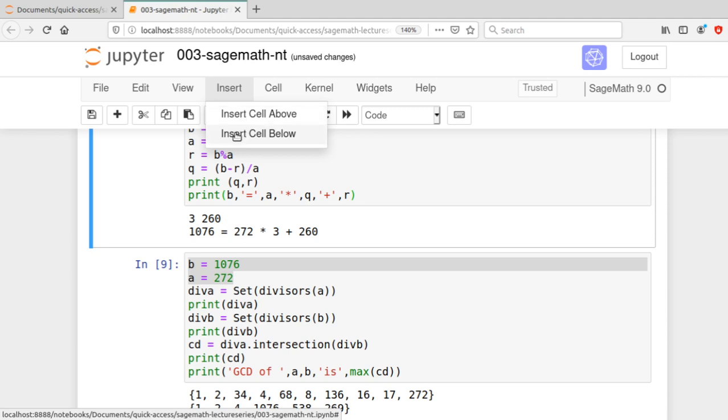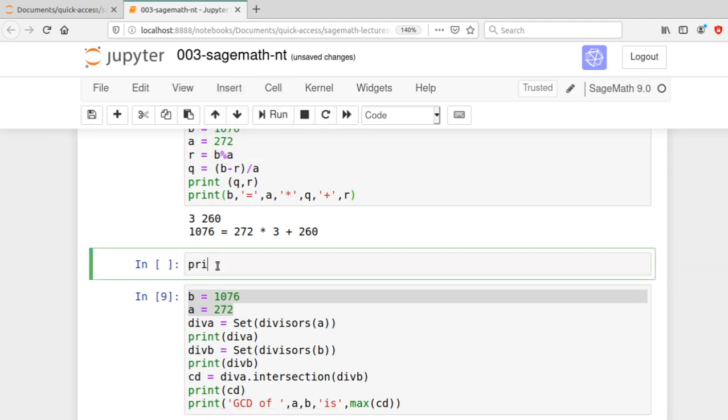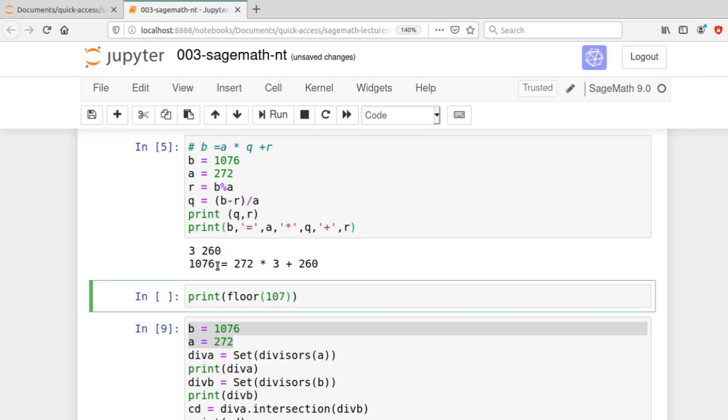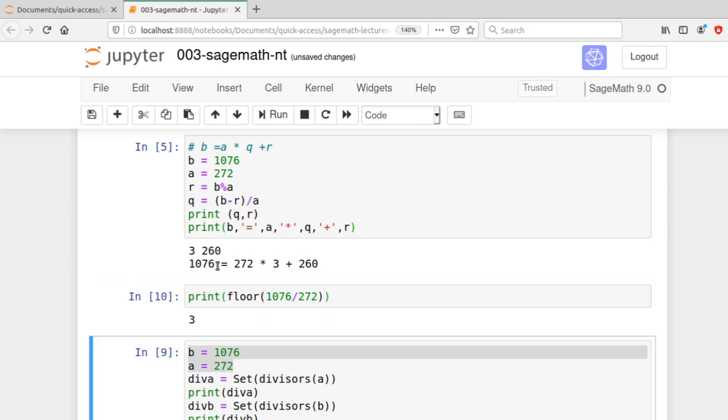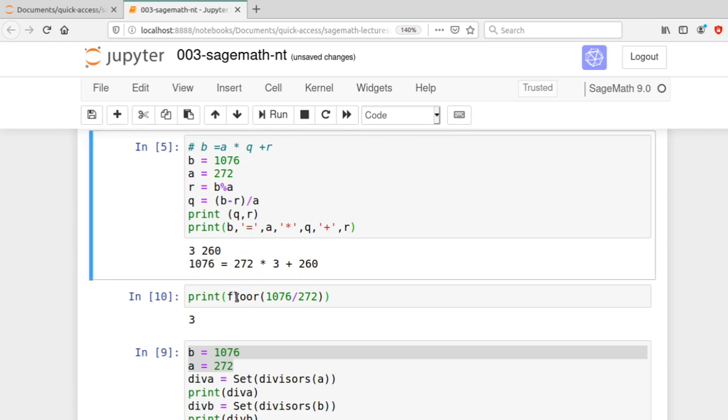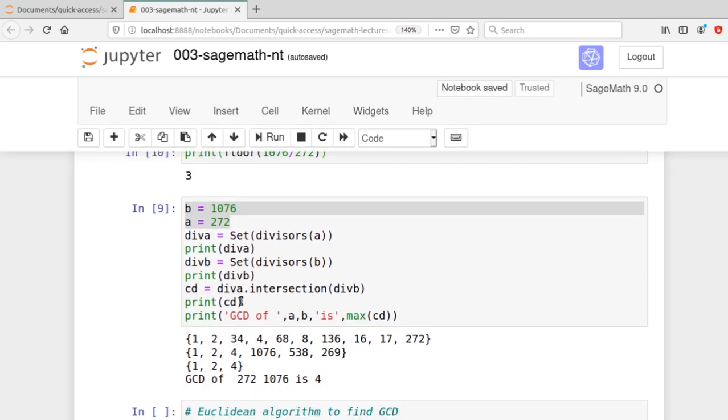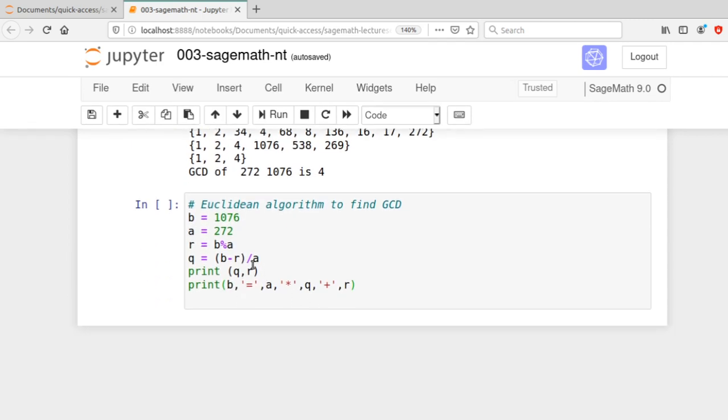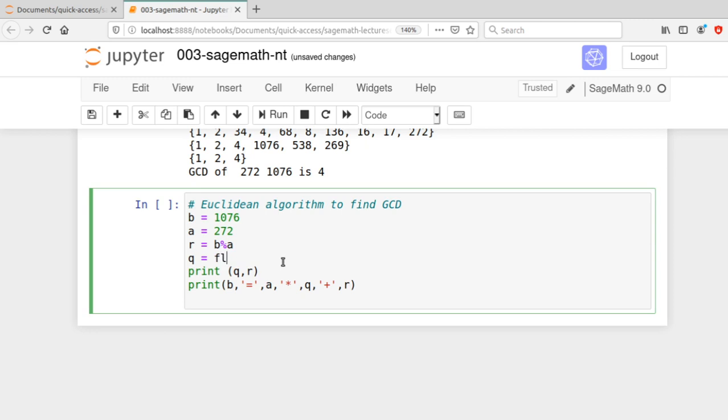Insert a new cell. That function is nothing but floor. The floor function. In mathematics we call that the greatest integer not exceeding. The floor of 1076 by 272 will give you the exact quotient. What is the output? The output is just 3. See that here also it's 3. So the floor function also computes the quotient. So we are going to use the floor function here: floor of B by A.